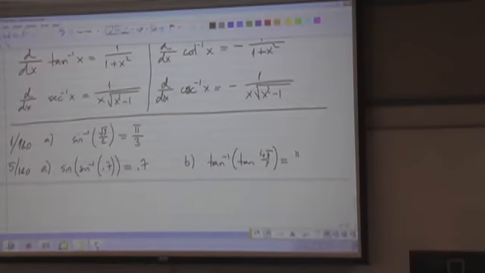Pi over 3, you say? How should we do this? Well, there's two ways of thinking about this thing. What is tangent of 4 pi over 3? Remember, tangent is periodic of period pi, right? So if I ask you for tangent of 4 pi over 3, in essence I'm asking you for tangent of pi over 3, right? Which is?